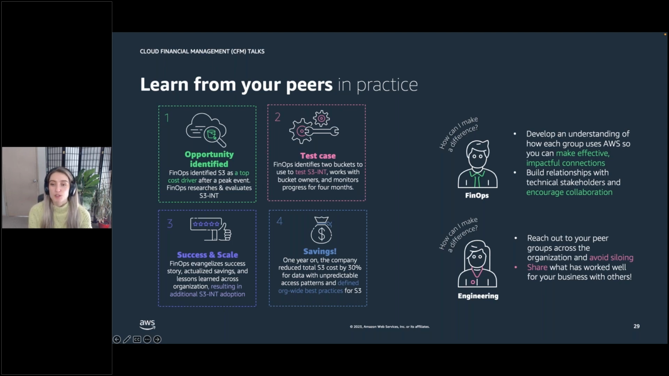So from an operational perspective, and as a FinOps team, the big responsibility that you have and the big way that you can make a difference is by understanding what's out there, making those impactful connections and encouraging that collaboration. So understanding who's doing what, how they could possibly interlock and who could learn from whom is really critical. From an engineering perspective, everything that you can do to avoid siloing is really key. Sharing what's worked well for you with other business units is also a big win, and it allows you to share the love, share the joy, and be an expert in something that you've already seen be successful with your group.